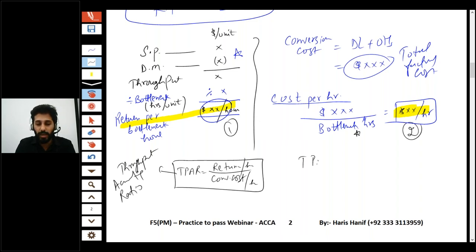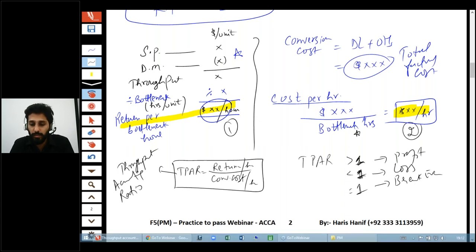And if your TPAR is greater than one, less than one, or equal to one: if it is greater than one, then profit is expected. Less than one, loss is expected. And if it is equal to one, that is the break-even point, right? So this is actually the measurement of profitability in throughput accounting.